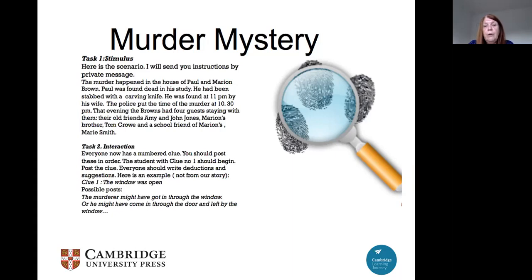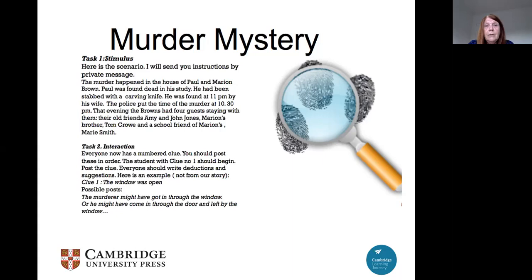So the scenario is for everybody, it's public, but the teacher has to post a numbered clue to everybody by private message. So nobody can see that numbered clue but the person it's posted to. The clues are numbered, so the student with clue number 1 should begin by posting the clue, and everybody should write deductions and suggestions. So here's an example, which isn't from the particular story. The window was open. So student 1 posts clue 1, the window was open. Other students might post, the murderer might have got in through the window, or he might have come in through the door and left by the window.